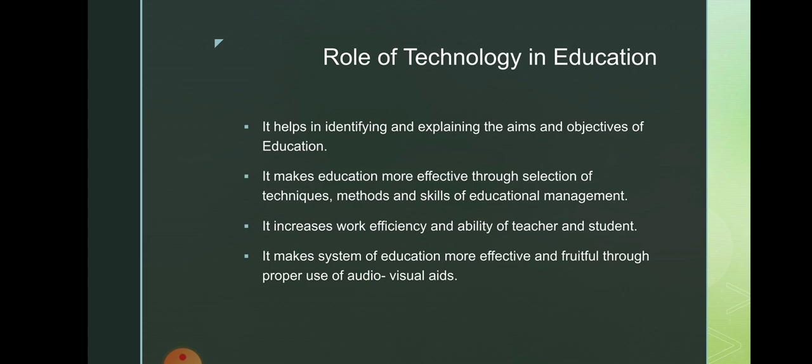That's why educational technology is also considered as a dynamic and progressive discipline. Okay, it not only reduces the workload of a teacher and increases the work efficiency of a teacher as well as the student, it is also found to be a dynamic and progressive discipline. This is what educational technology is. After that, it is one of the important roles of technology. Okay, after that, it makes the system of education more effective and fruitful through proper use of audiovisual aids.